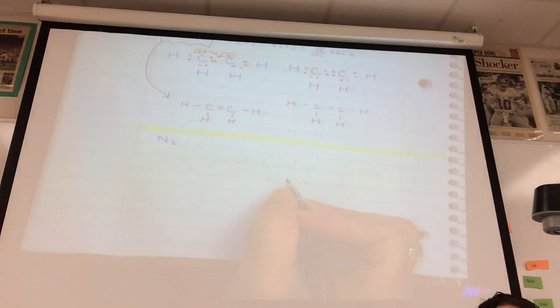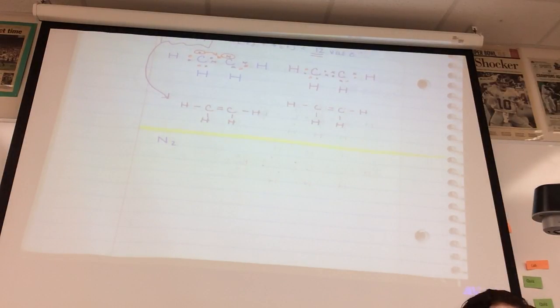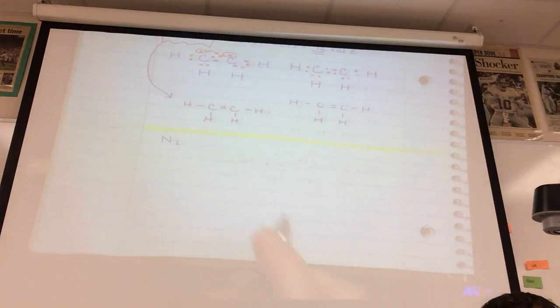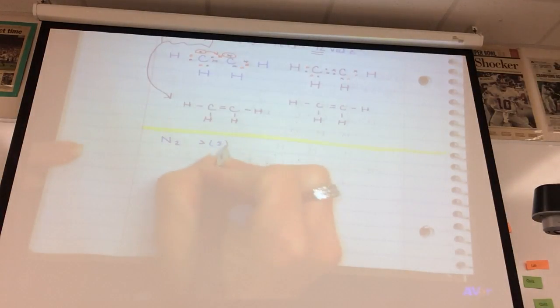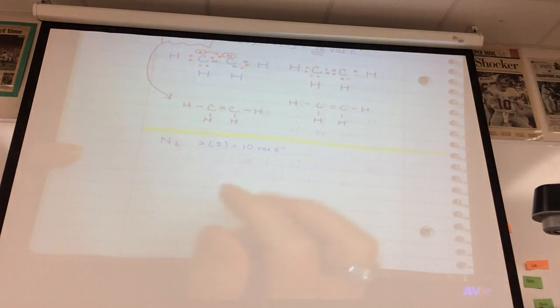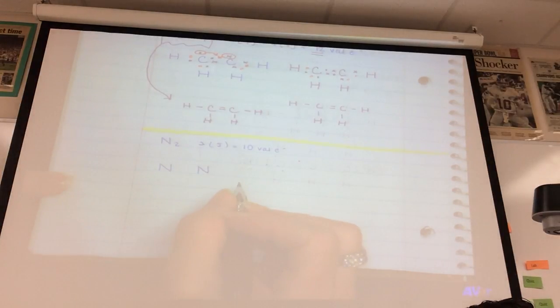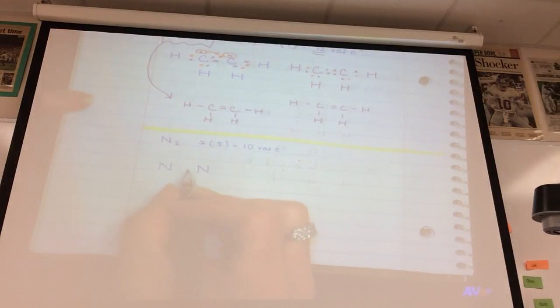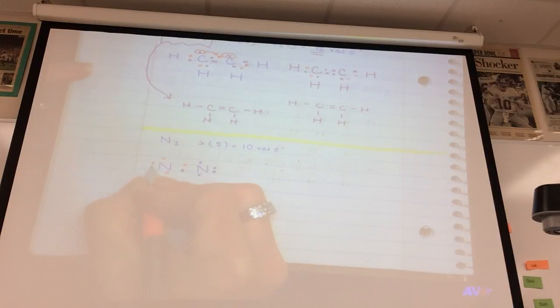The next one is N2 for nitrogen gas, the chief component in air. 2 times 5 is 10. Where did I get 5 from? Nitrogen's in group 15, 5 valence electrons. You've got it. Put the N's side by side. I'm going to show you dots one more time here. 1, 2, 3, 4, double up. 1, 2, 3, 4, double up.